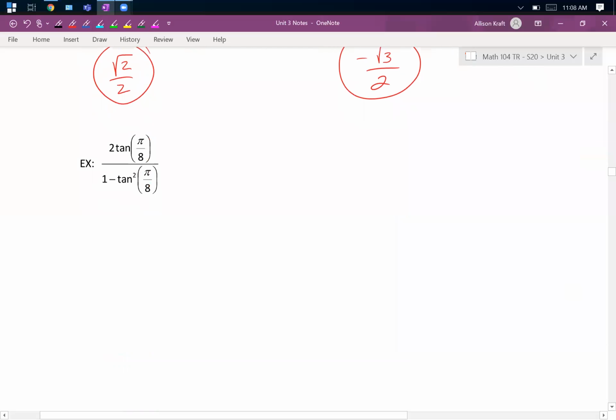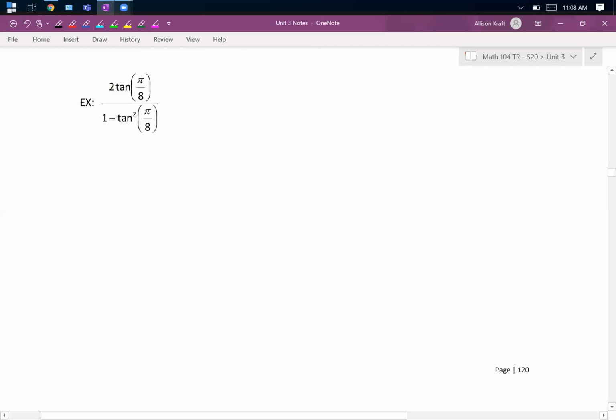All right, let's try one more. This time it's tangent. And again, you'll notice that what we're given is the right side of our double angle formula. So this will simply turn into tangent of 2 times pi over 8, which is pi over 4. And tangent of pi over 4, that's going to be square root of 2 over 2 over square root of 2 over 2, which is just 1.